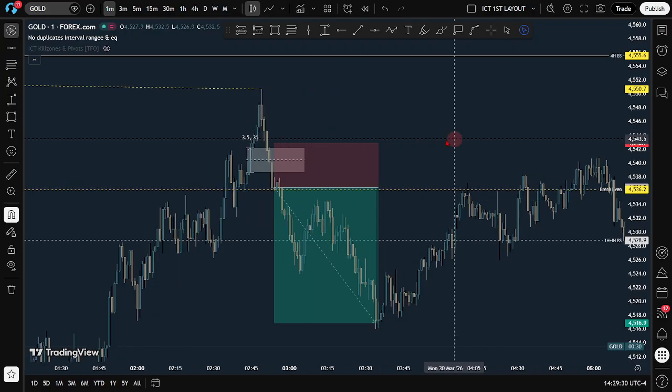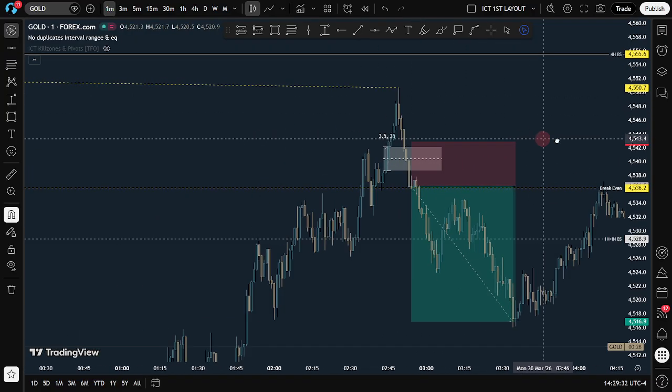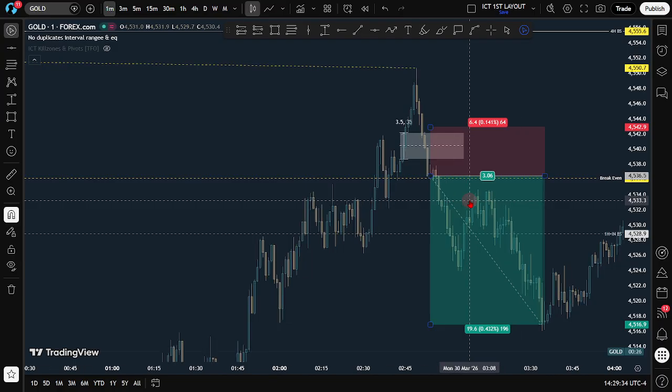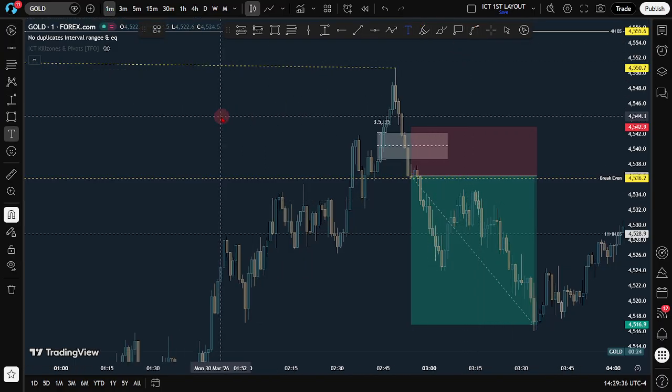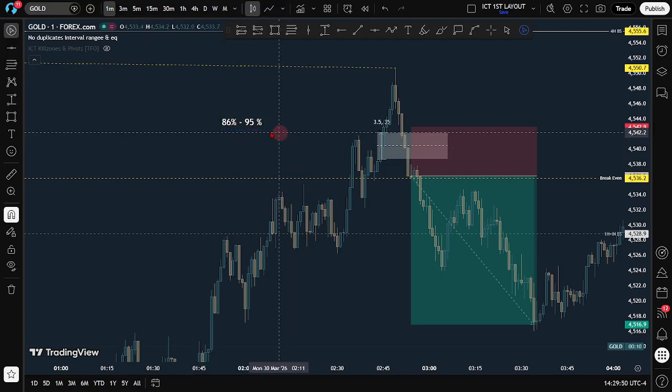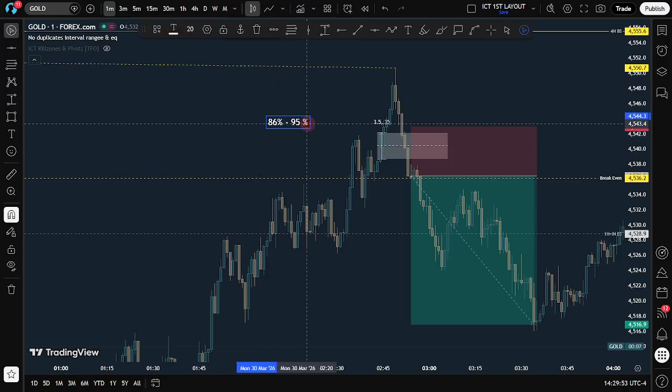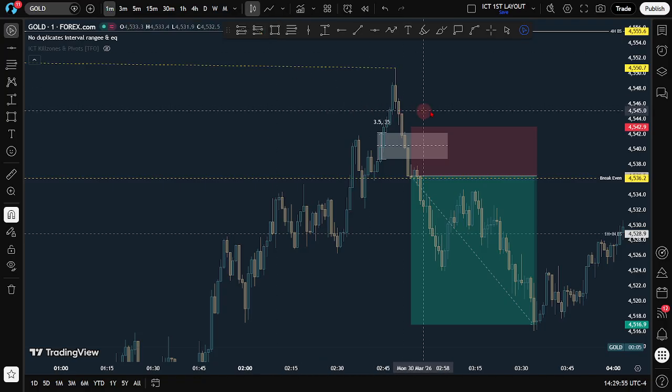So this is the model that I'm trading, and this has a win rate of like 86 to 95%, and it's so crazy. I know you need to try this thing out for yourself before you can really understand what I'm doing.